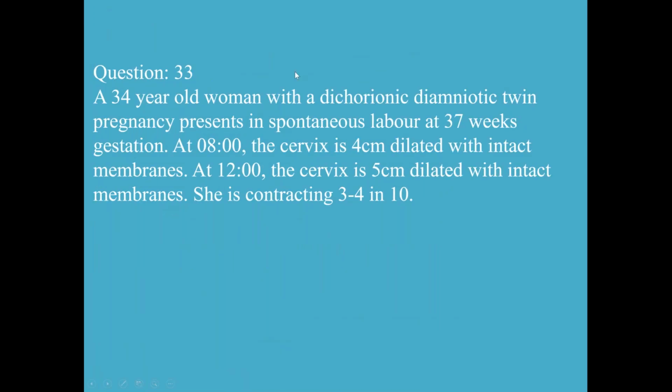Okay, we only suspect delay in first stage of labor, so we have to confirm it after reassessing after 2 hours. And after 2 hours, if the dilatation is less than 1 centimeter, then we confirm it as a delay in first stage, and then we go for amniotomy later. Am I correct?